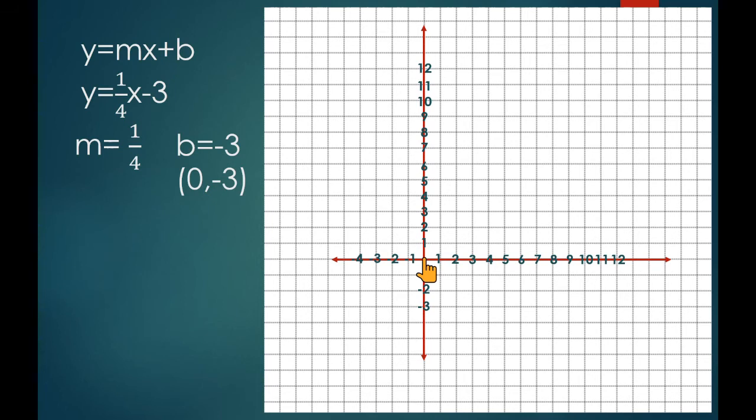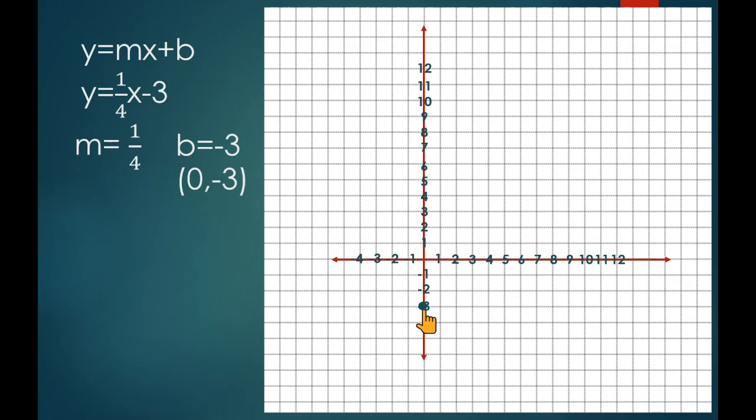Pakaliwa, pa kanan, pataas, pababa. Ano ang tama? Remember, x ang una. So, 0 na yung x. Hindi tayo gagalaw from left to right or right to left. Ang galaw natin ay downward. 3 units downward. That's the first point.